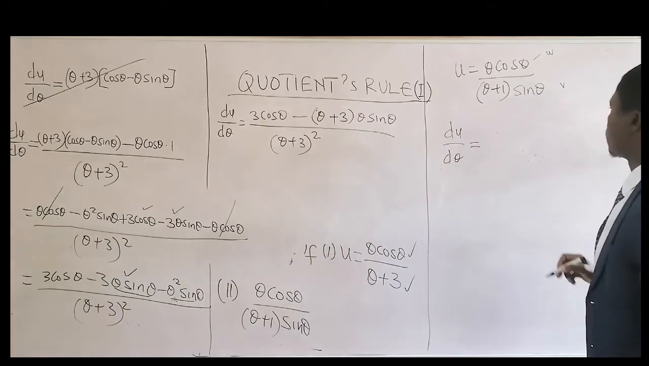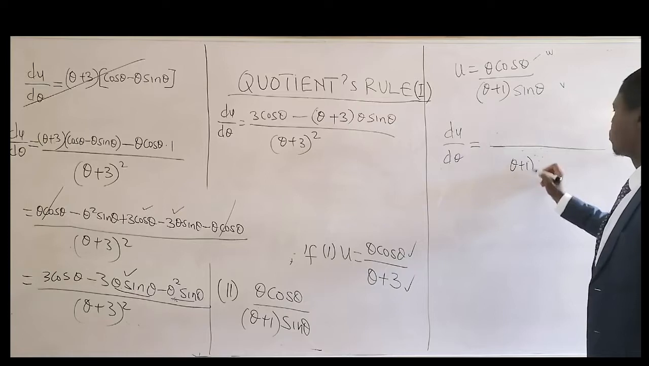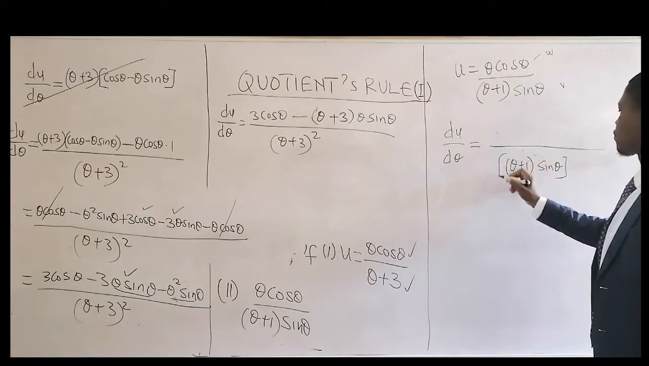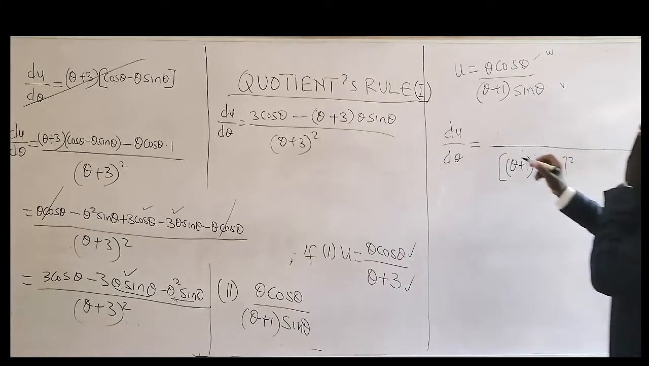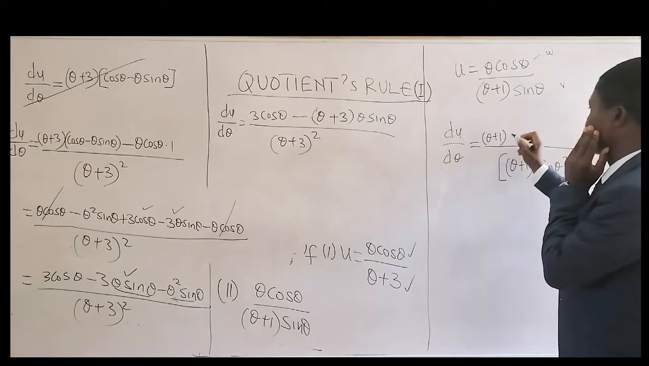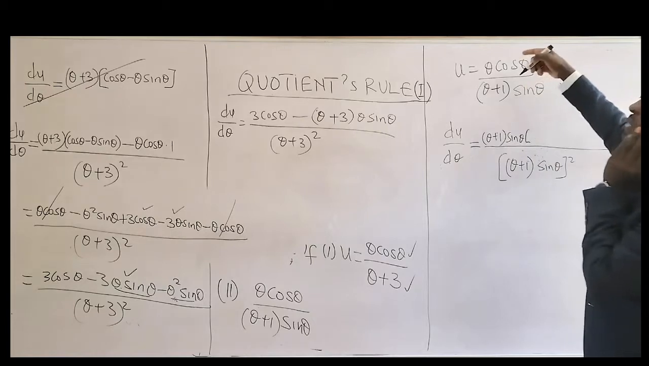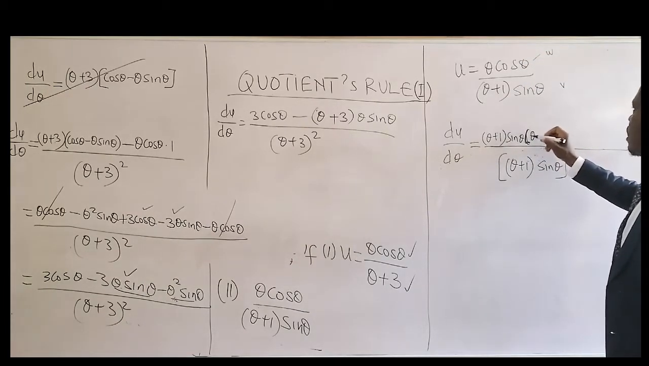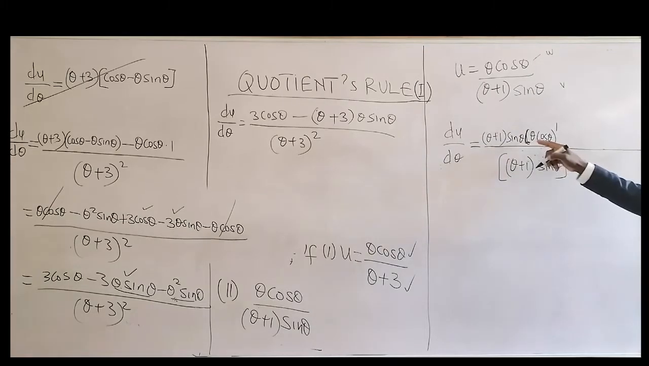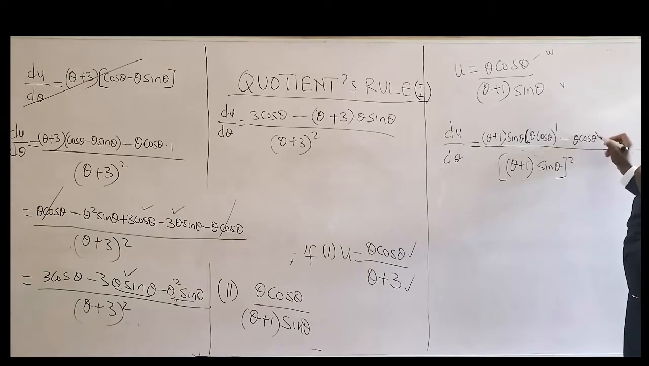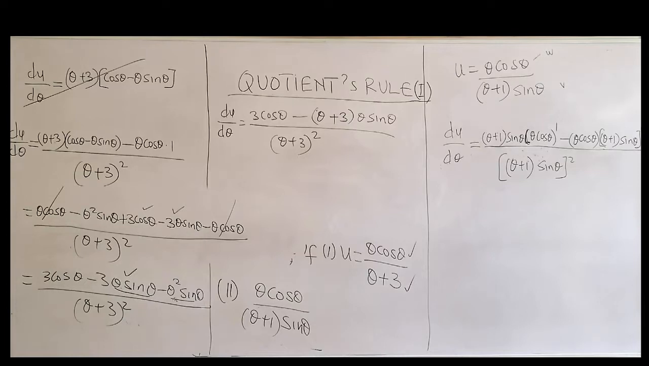U d theta will be equal to b squared, theta plus 1 sin theta all squared. Then my v, the denominator, theta plus 1 sine theta, times the derivative of the numerator. I'm going to use a prime for that, theta cos theta prime, I mean the differentiation of this. Then minus the numerator, theta cos theta, times the derivative of the denominator, theta plus 1 sine theta. Let's put prime on that. It's internationally acceptable by putting that prime. You know the meaning of that.